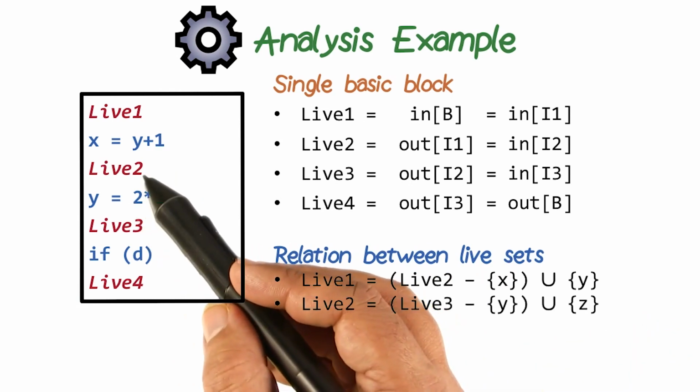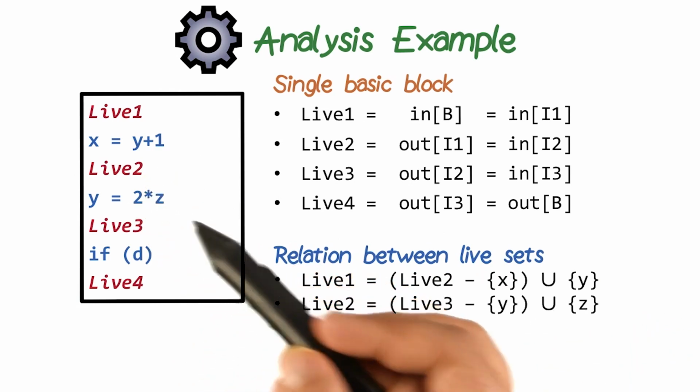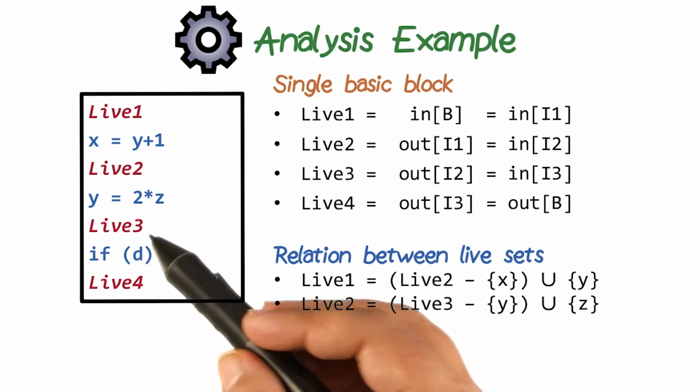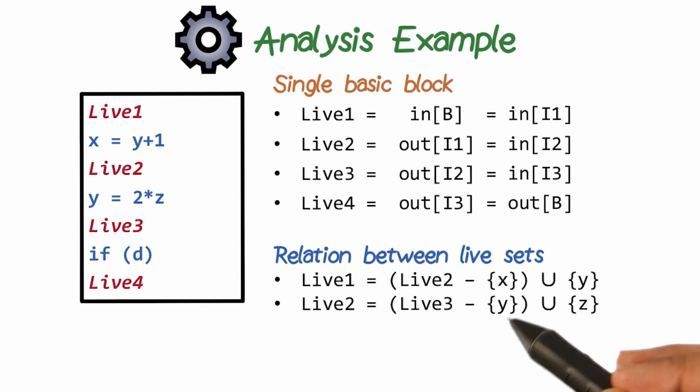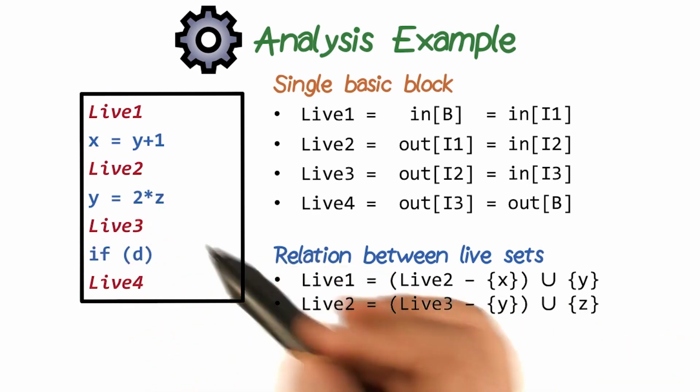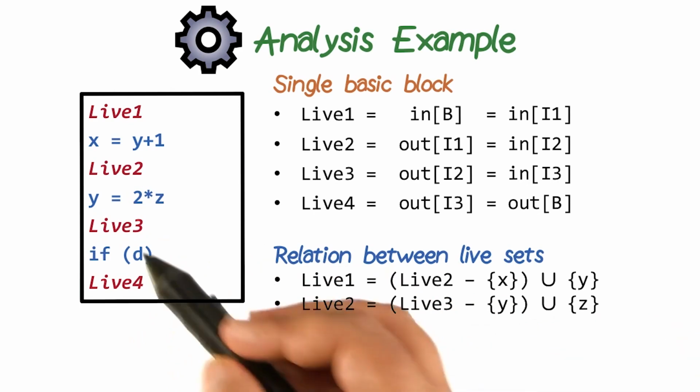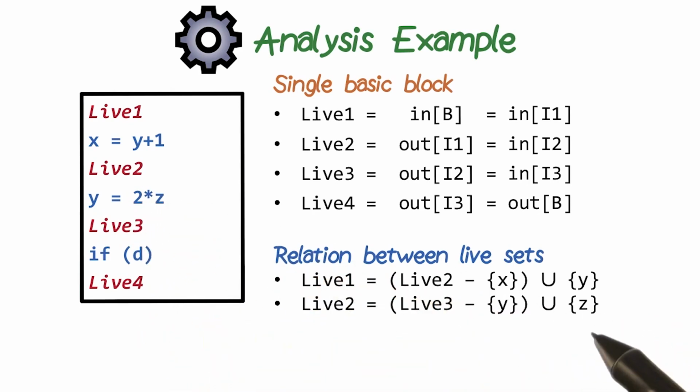Similarly, live 2, which is the set of variables which are live at the entry of instruction 2, is equal to live 3, that means variables which are live after instruction 3, minus y, because that has been redefined, so it will no longer be live at the entry here, and union z, the use set of instruction 2, and that's why we have z here.